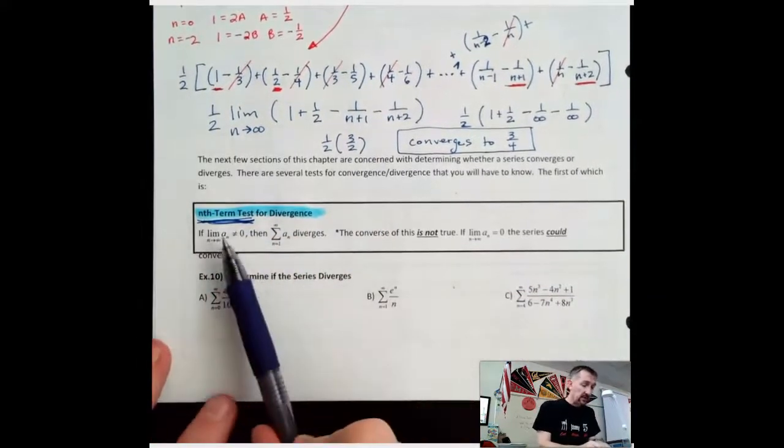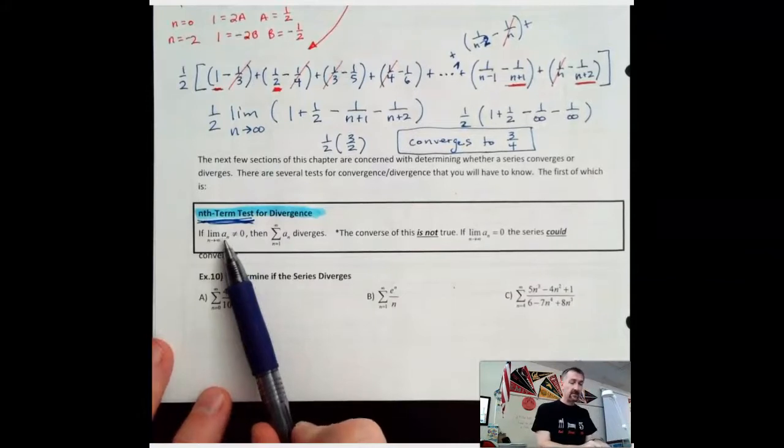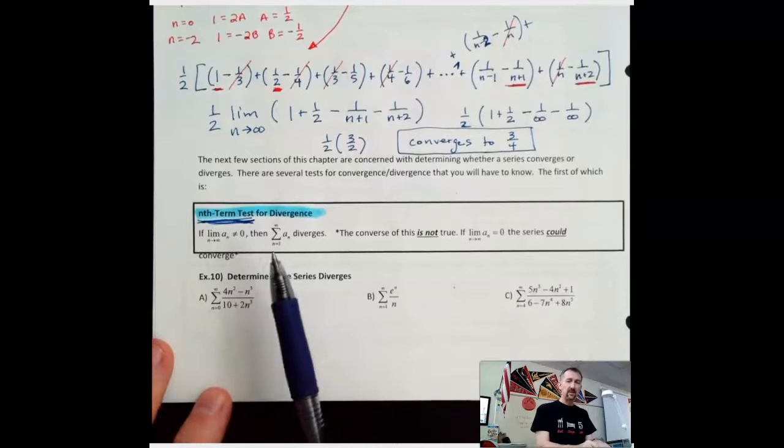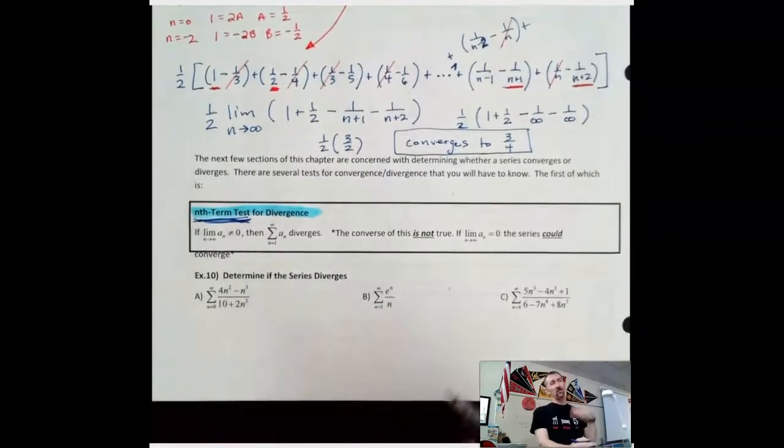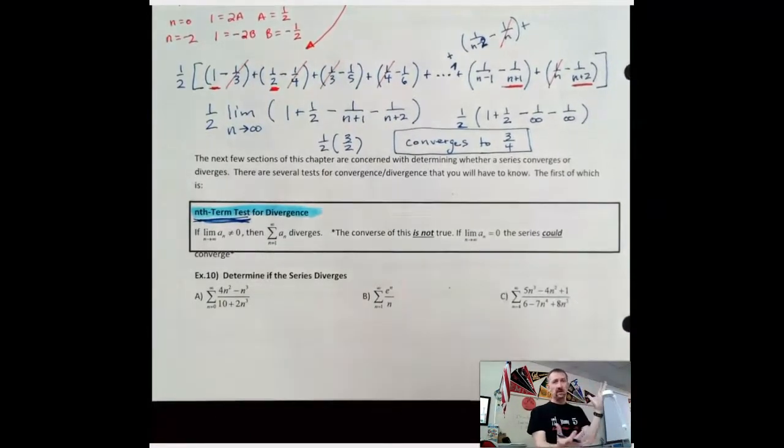Okay, so if the limit of the term, the value of the term does not equal 0, then the sum is going to diverge. So that should make sense if you just think about it. If we're going to keep adding a number on, if that number is not getting closer to 0, then it's going to diverge because you keep adding more and more and more and more.